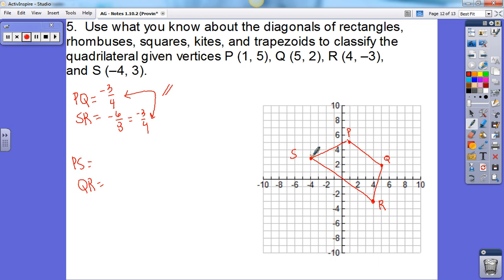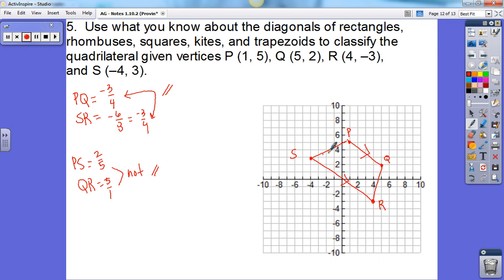PS, we've got a positive slope, and QR, I've got a positive slope as well. So let's check. We've got 2 over 1, 2, 3, 4, 5, 2/5. And QR, 1, 2, 3, 4, 5 over 1. So not parallel. Which means that I've got one pair of parallel sides. So that means we're looking at some sort of trapezoid.